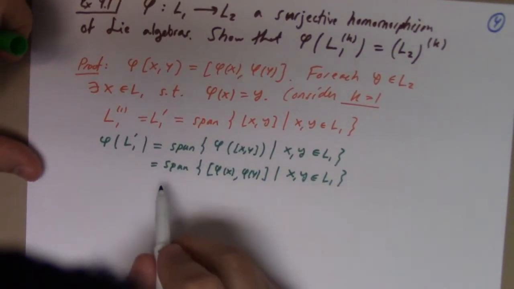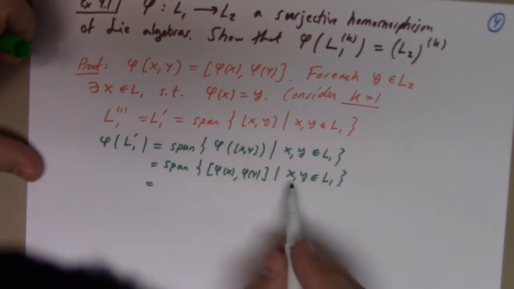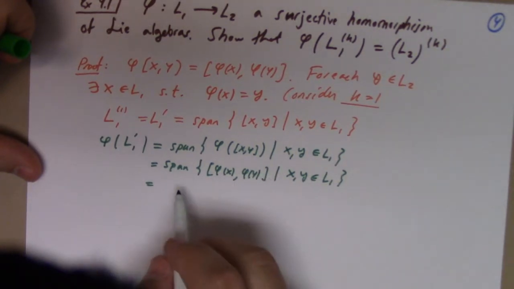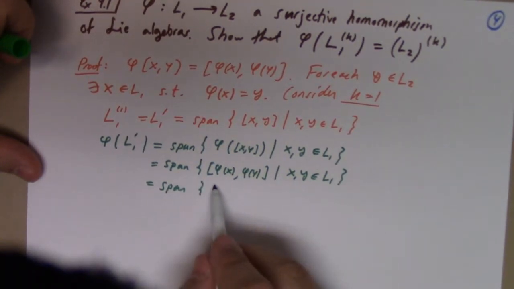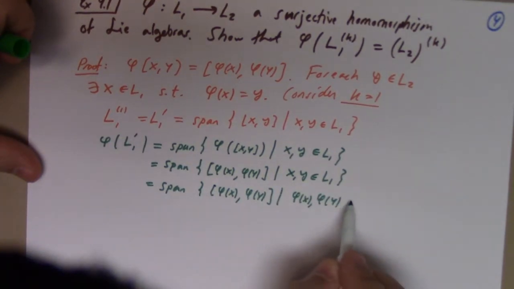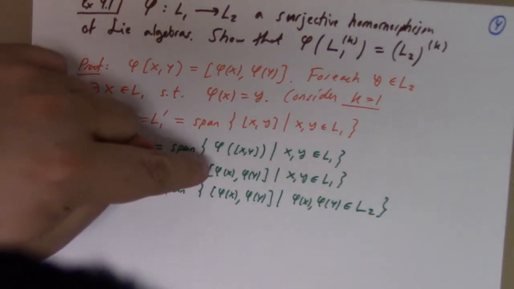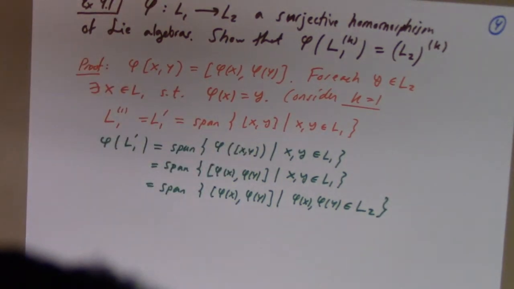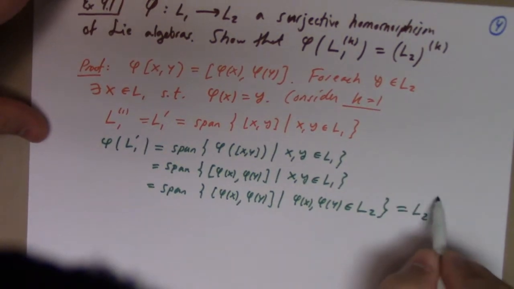It's surjective, right? But as x and y go over L1, these brackets have to hit everything. So this is the same as saying the span of... in this notation, I guess I would just write this. And it's logical to replace that with that because the images phi of x and phi of y hit everything in L2 because phi is surjective. And then, of course, this is just the bracket of arbitrary things in L2, so this is exactly L2 prime. That's the k equals 1 case.